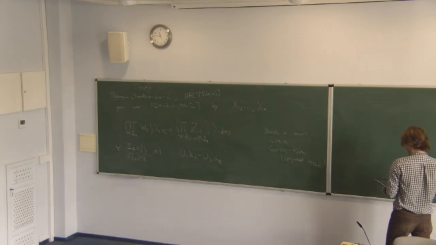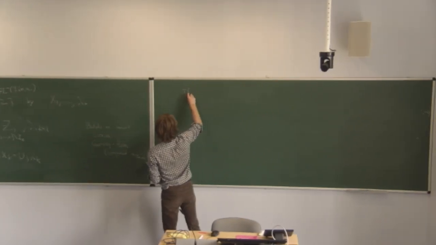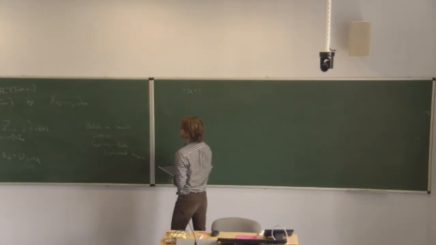Okay, so let's look at a few examples. I'm going to look at T(2,2), not a pretty simple link.